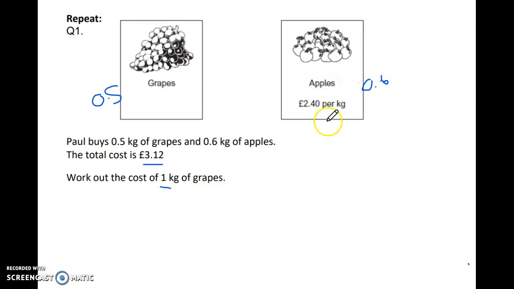Right, so let's have a look at this first. So if it's £2.40 per kilogram, and he's bought 0.6, what it would be is 2.4, or £2.40, we'll keep the 0 there if need be, times by 0.6. So we've got a calculator. These are calculator exams, so use a calculator. So 2.4 times 0.6 gives us an answer of £1.44.